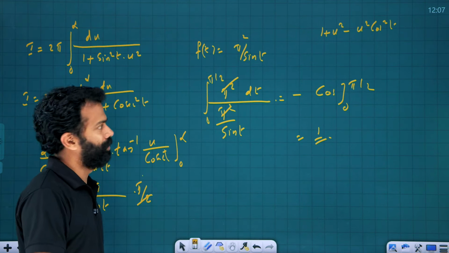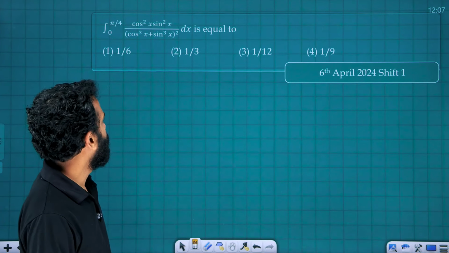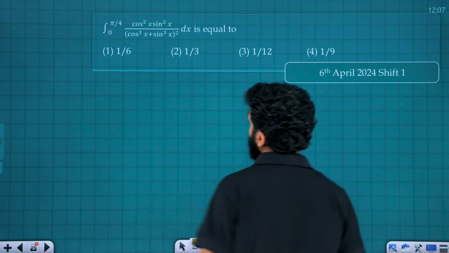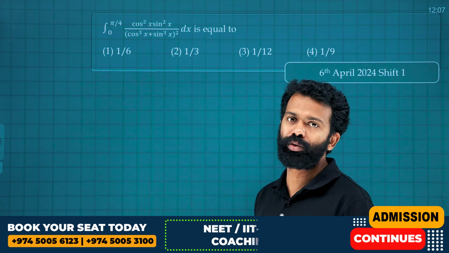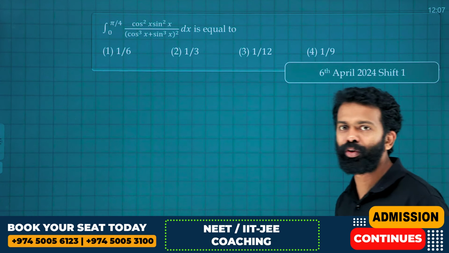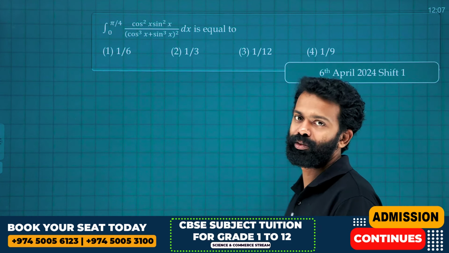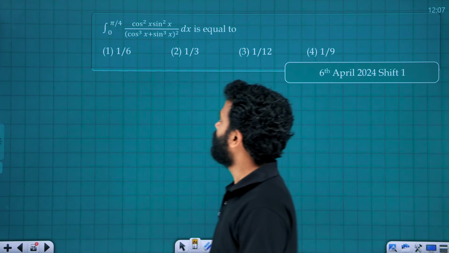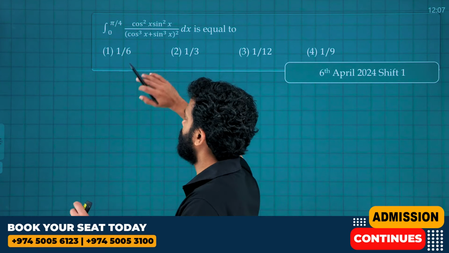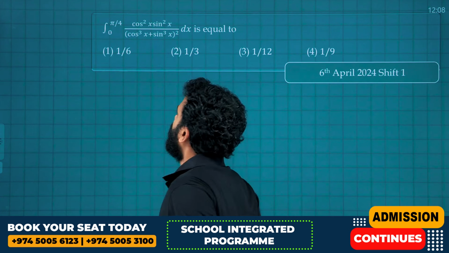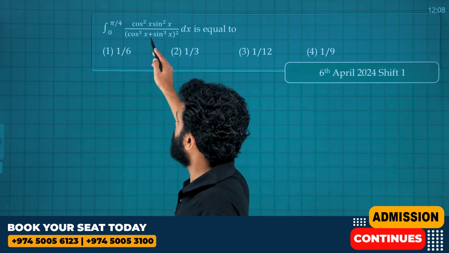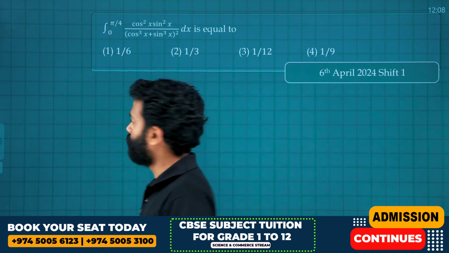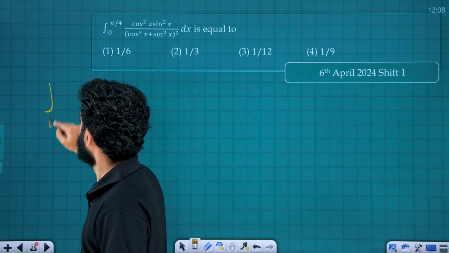It was a very easy question. Yeah, very easy one. 0 to pi by 4 cos square x sin square x divided by cos cube x plus sin cube x the whole square into dx. How are you going to formulate this one? Easy actually. What you should do is, if it is like this, cos and sin like this, you can take this cos cube x outside.